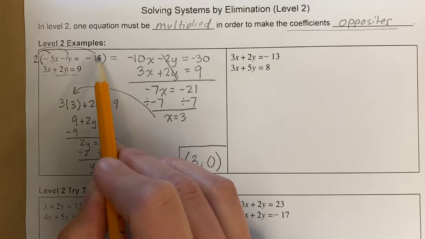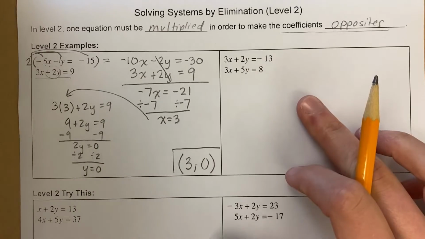Negative 15 minus 0 is just negative 15. Yep, looks good. Let's look at another one.